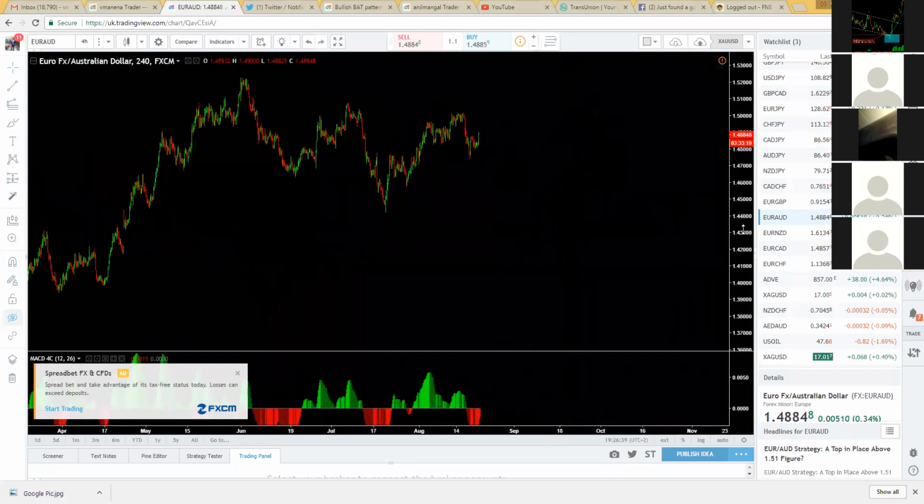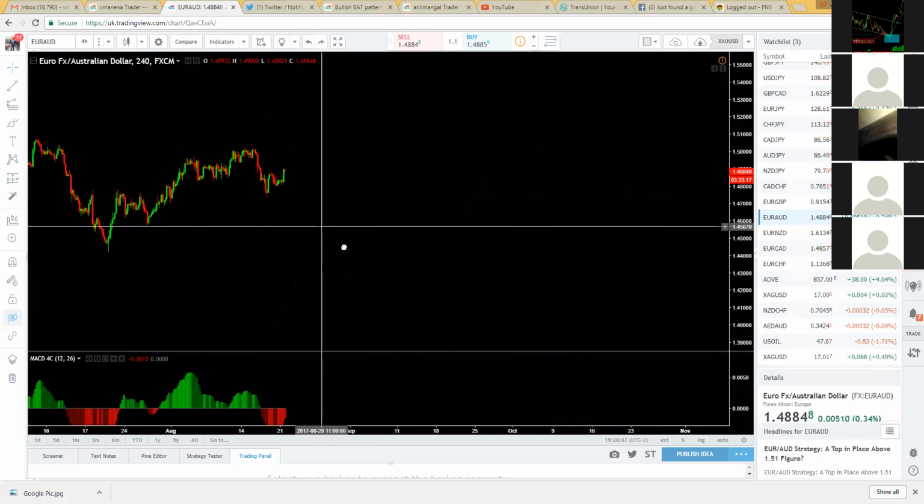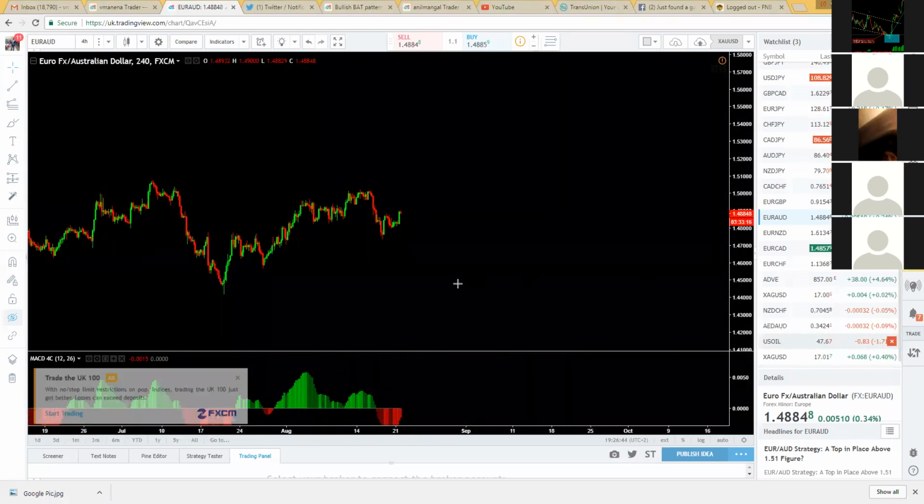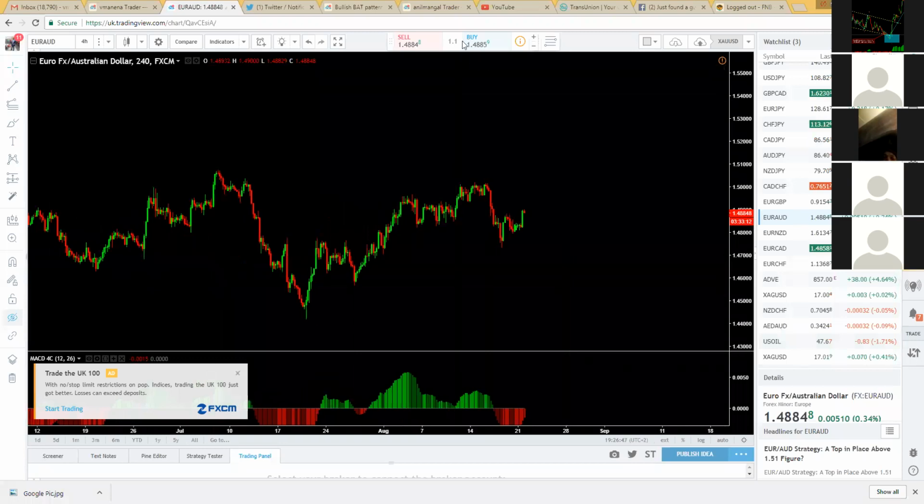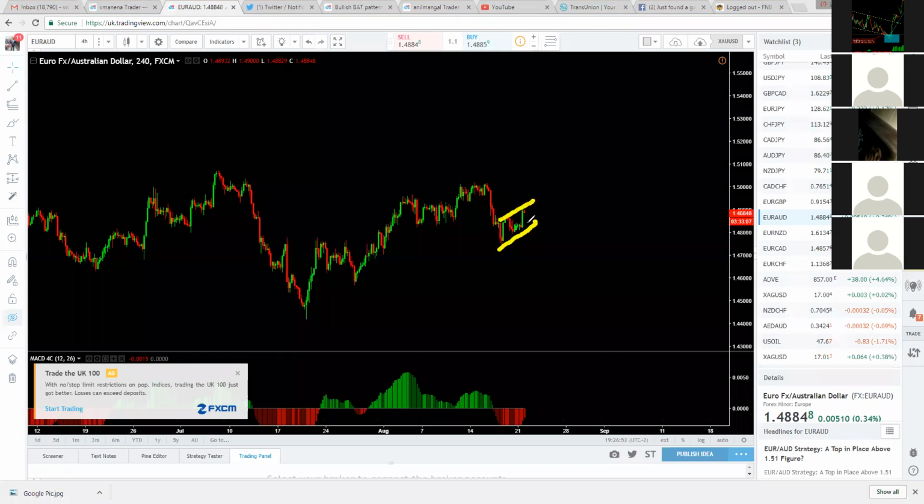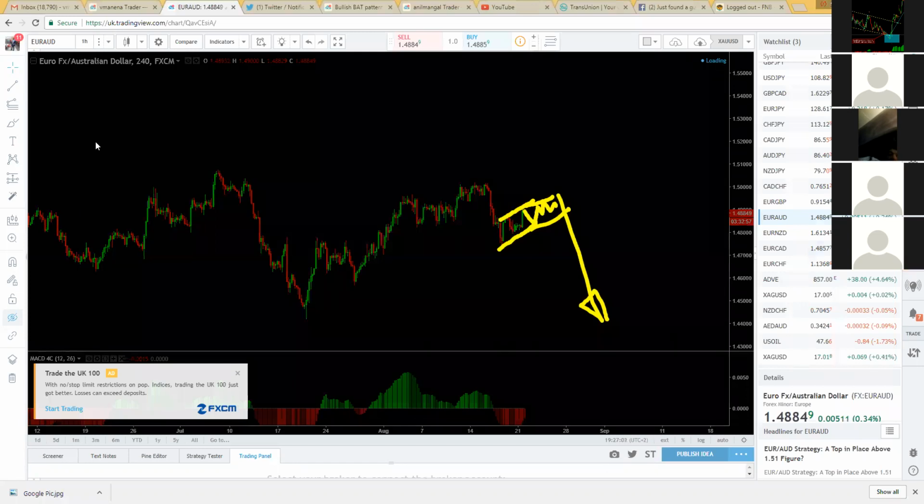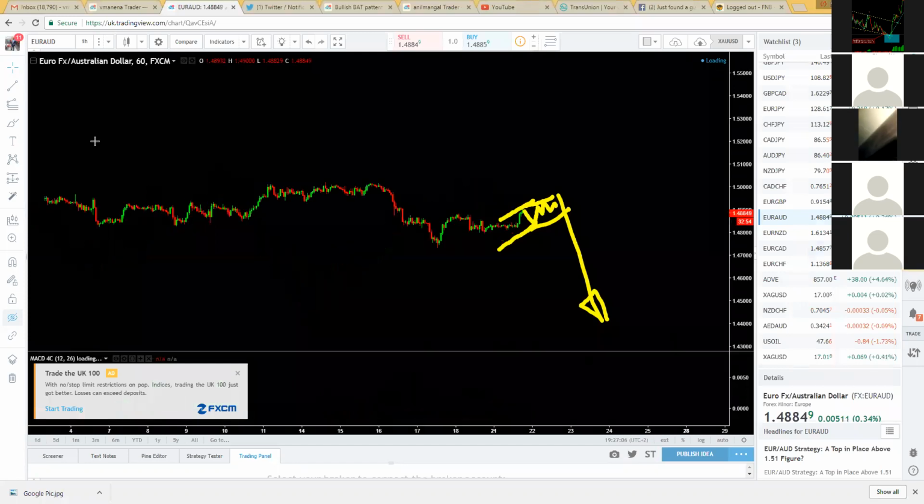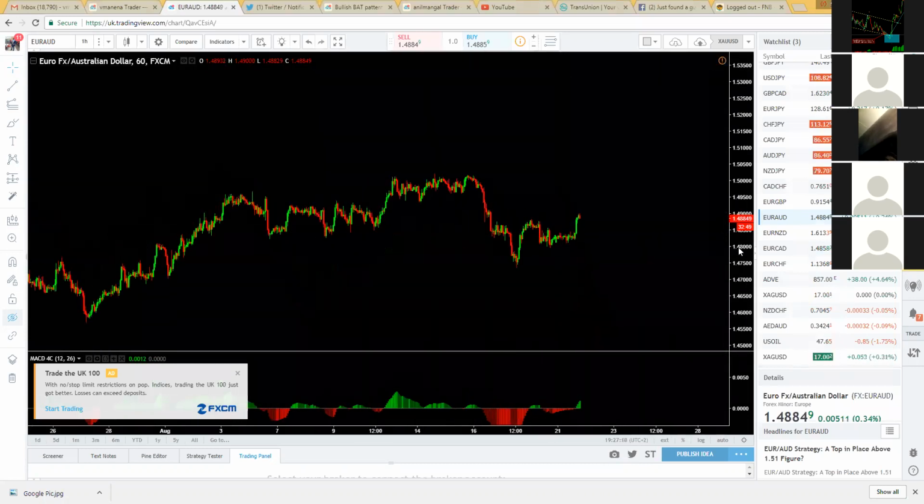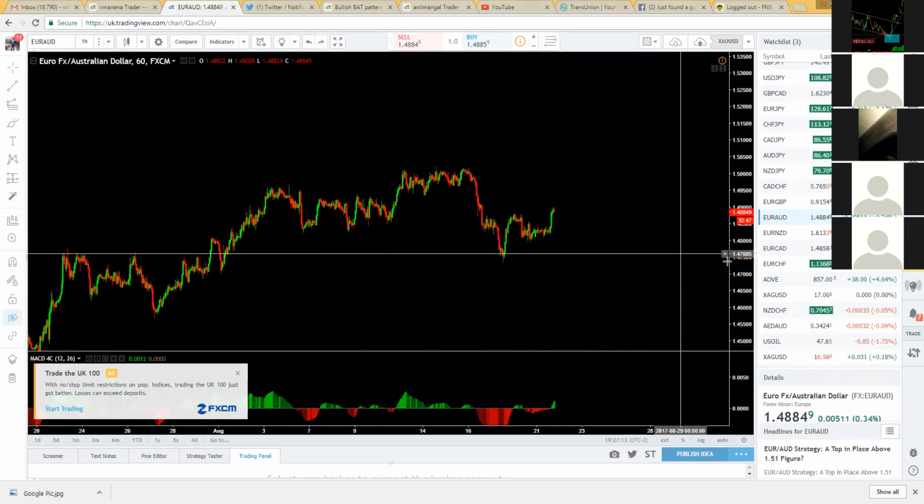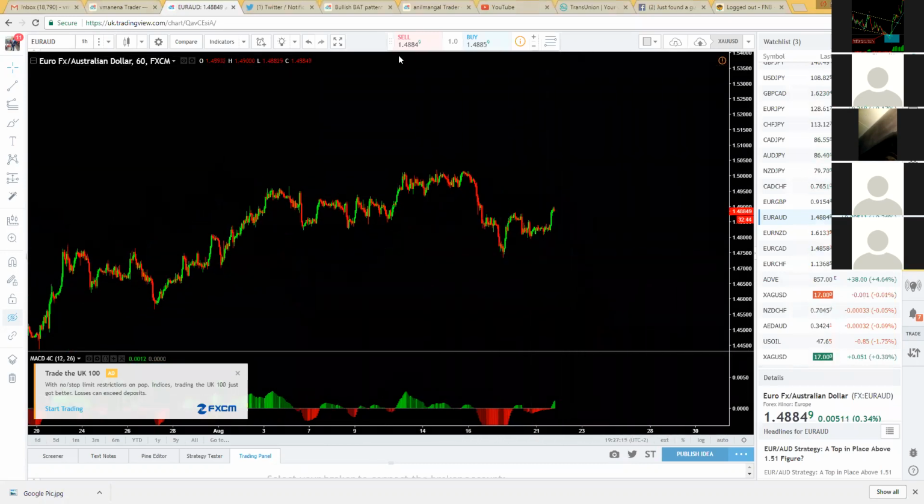So what are we looking for here? We're looking for this flag here. You can see that there's a flag forming. When this completes, check it properly on the 1 hour time frame. Go to the 1 hour. It is mostly clear on the 1 hour time frame. And the nice thing about flags is that they give you a good risk to reward ratio, and you put your stop loss.